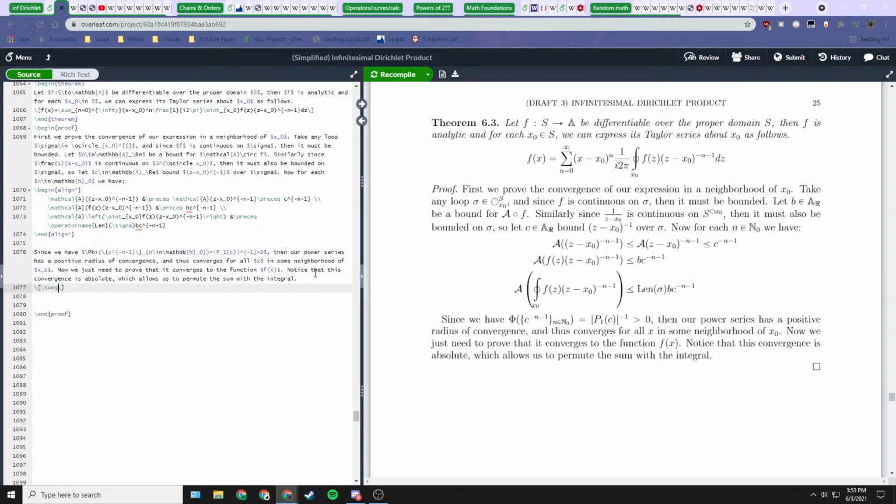So we'll say this infinite sum, sum n equals 0 to infinity of (x minus x0) to the power n times 1 over 2 pi i times the integral around sigma of f of z times (z minus x0) to the power minus n minus 1 dz. So this whole thing is actually, we're going to permute this sum along with these x's and pull this right in to there. I'm also going to pull this f of z out of this summation.